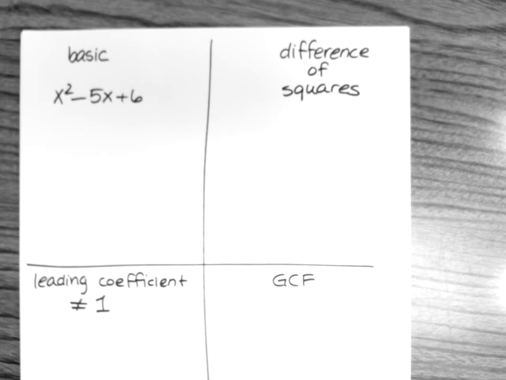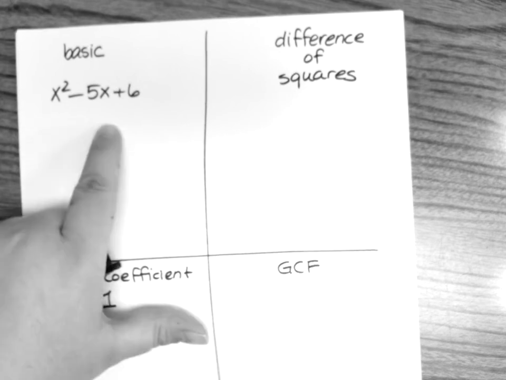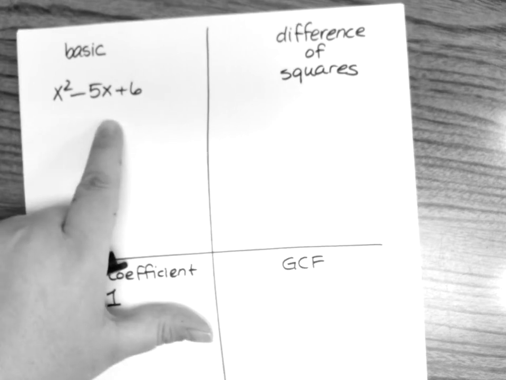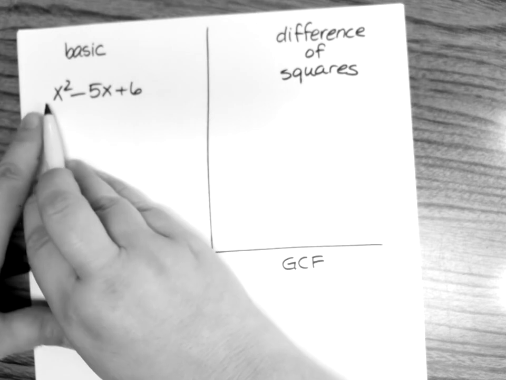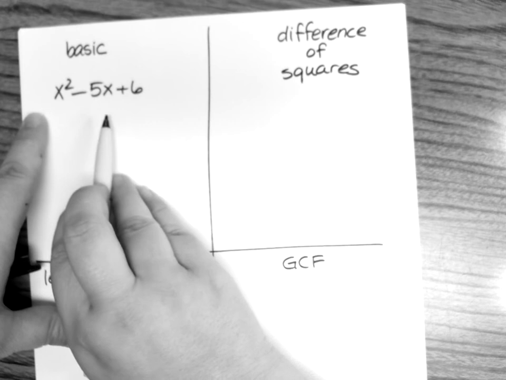Now it's time for some fun with factoring, okay? I just want to review real quick the 4 basic types of factoring that you might need on this. The most basic is when your leading coefficient is 1, meaning there's no number in front of the x squared. I know you know how to do that.